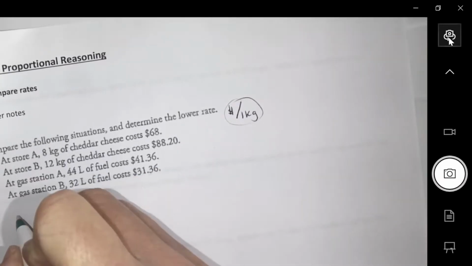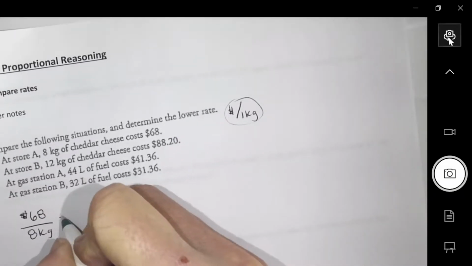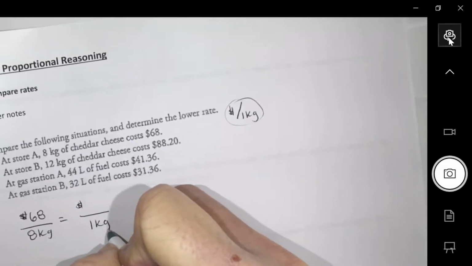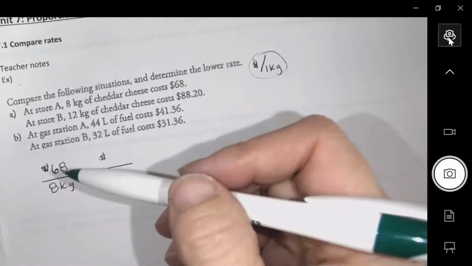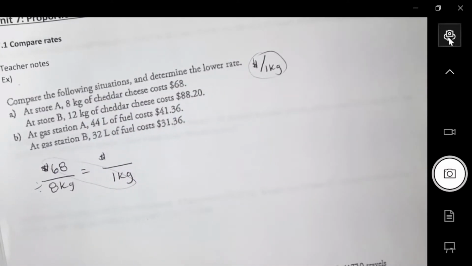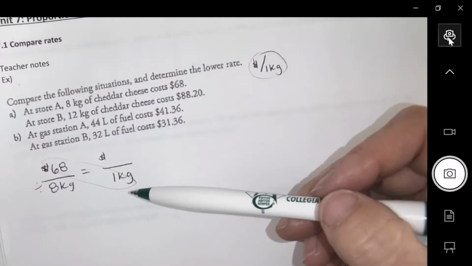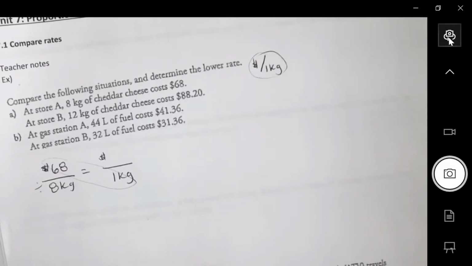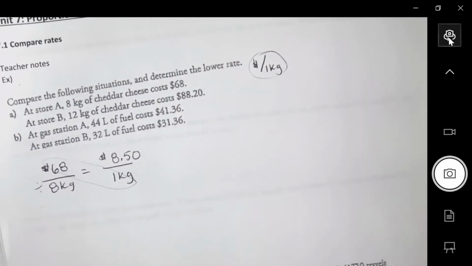So $68 for 8 kilograms will equal how much money per 1 kilogram? That's what I'm trying to figure out. And this is the same as doing a sine law question, right? We're going to times and divide. Some of you might have just forgotten about the one. You don't really need to times something by one in math. So just 68 divided by 8 is $8.50 per kilogram at that store.